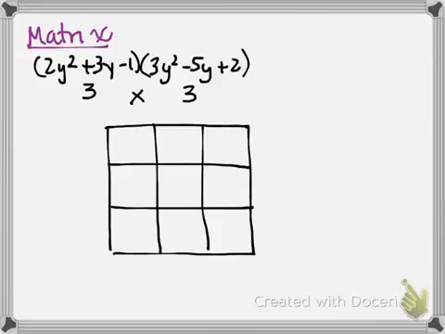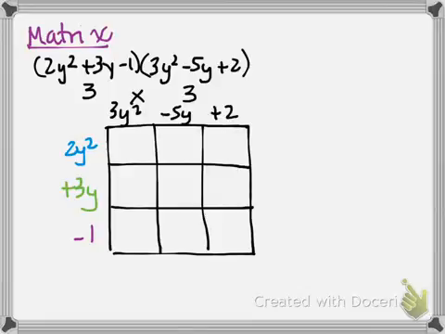So we're going to take 2y squared, positive 3y, negative 1, and I'm going to put that down vertically. And then across the top would be the 3y squared, the minus 5y plus 2. So each term in each polynomial gets to be associated with a box. And then what we do is just calculate what the area is of each individual rectangle.